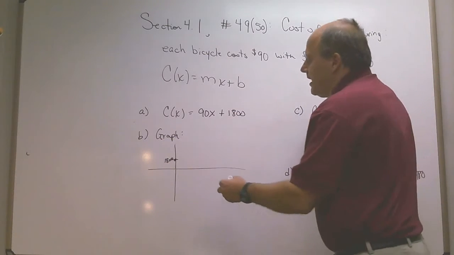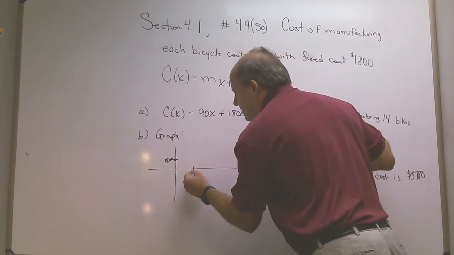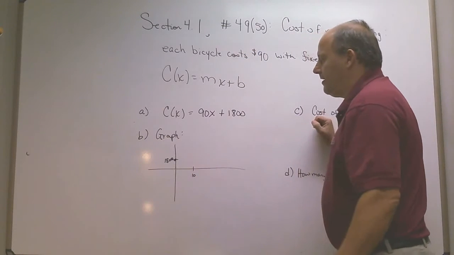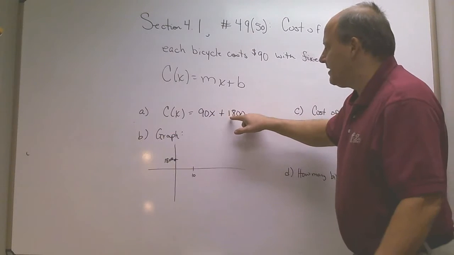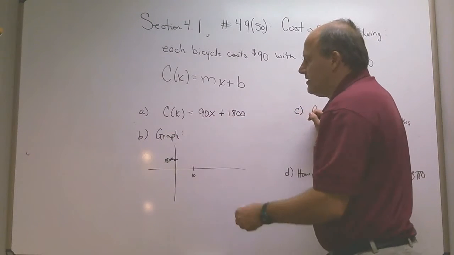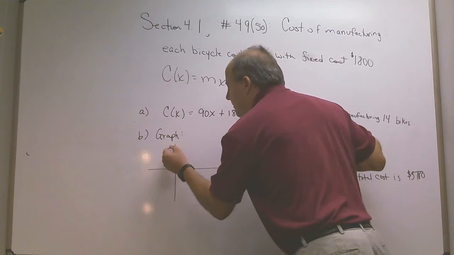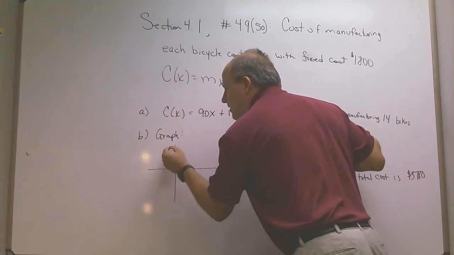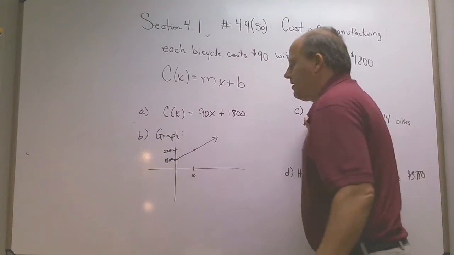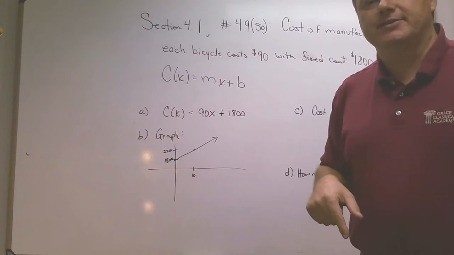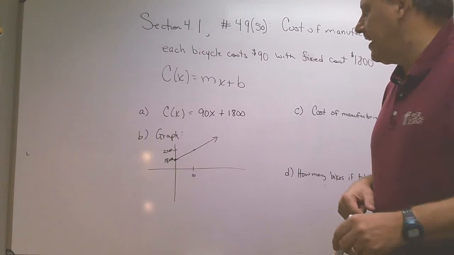So in other words, if you have 10 bicycles, it'd be 90 times 10 is 900 plus 1,800 is 2,700. So 2,700 would be in here somewhere. And 2 points determine a line. And notice the line doesn't continue the other direction because you cannot create a negative number of bicycles.